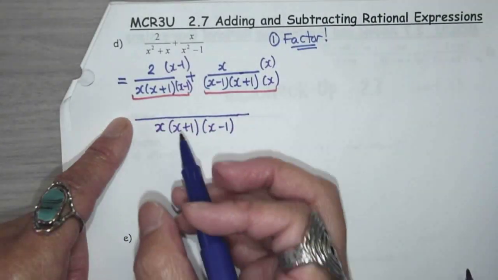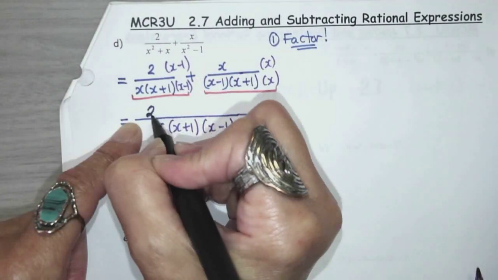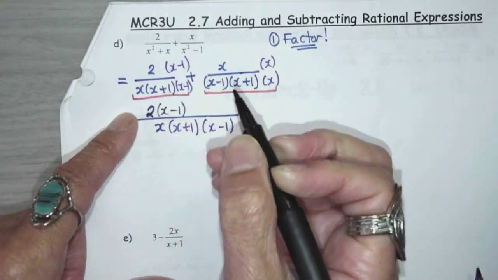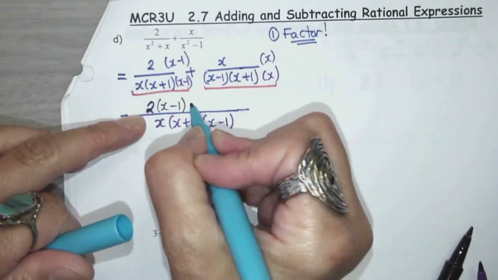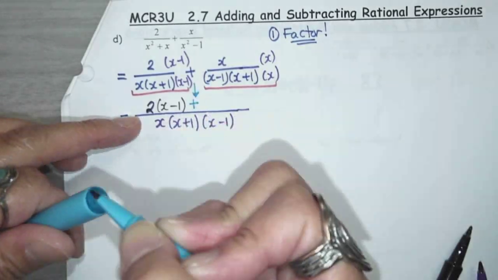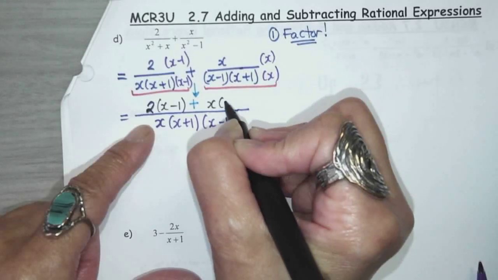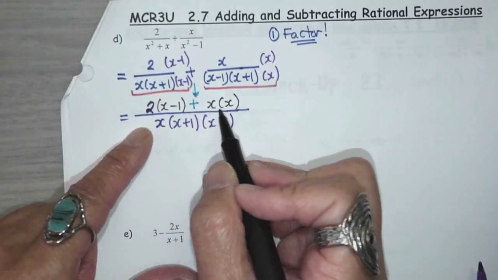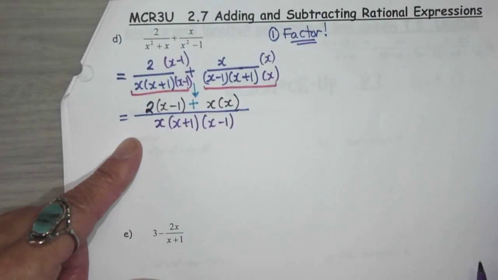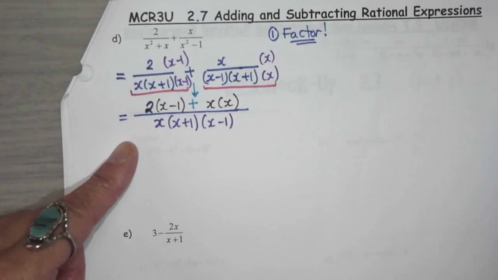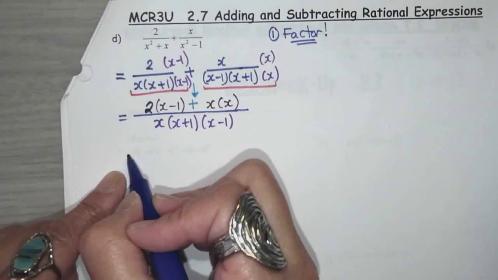So on the top here I have 2 times x minus 1 plus, right, so grab the sign in the middle, that sign in the middle still goes between them. And then I have an x times an x. You can just go x squared right away if you want. Okay, so x times x is x squared. You can do it in 2 steps if you want. Like that. All right.